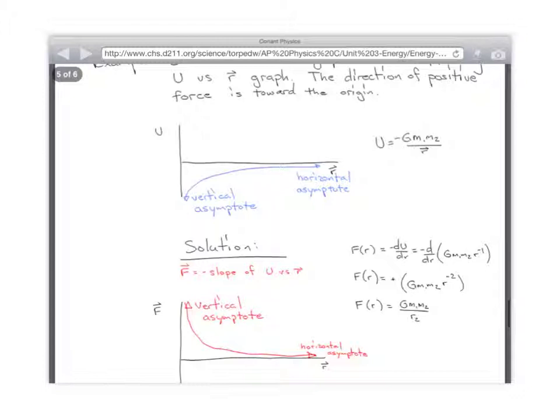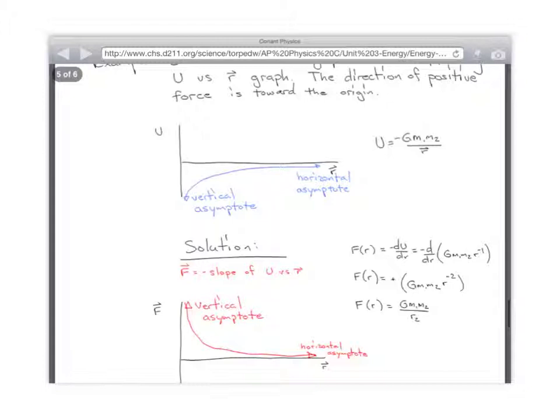Negative GMM over r. Why don't you add the masses together? Why are they multiplying each other? We're talking between two planets, Planet 1 and Planet 2, or Earth and Sun. One of these masses is Earth. One of these masses is Sun. What's r? Distance between them. What's big G? Gravitational constant.